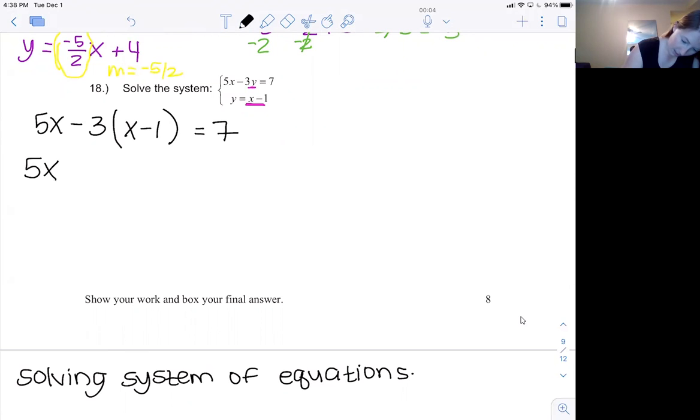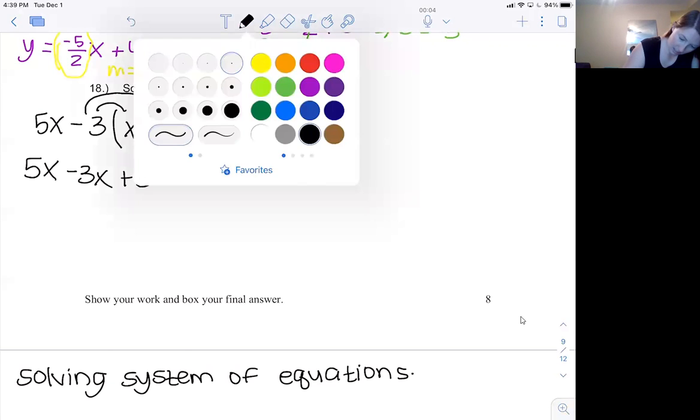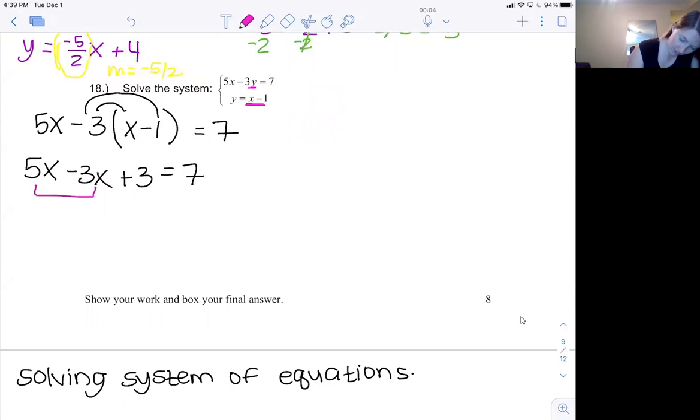So I have 5x, negative 3 times x is negative 3x. Negative 3, remember this negative goes with the 3. That's where people get stumped. Negative 3 times negative 1 is positive 3, which equals 7. I can combine like terms. So 5x minus 3x is 2x, plus 3 equals 7.